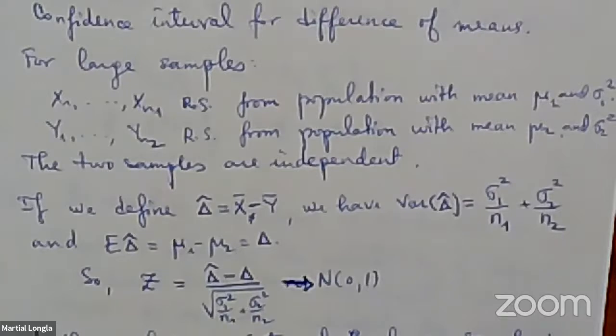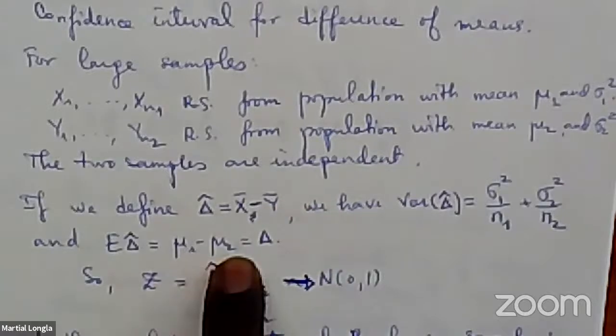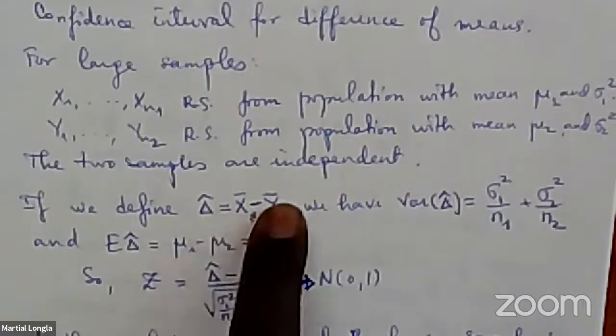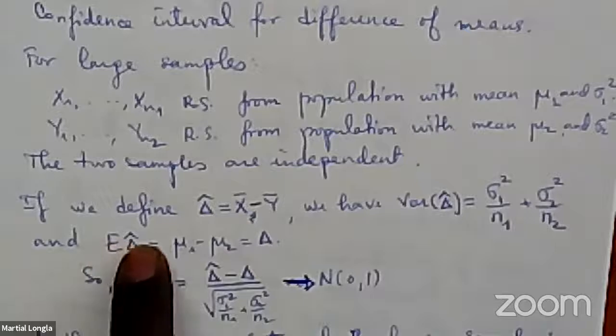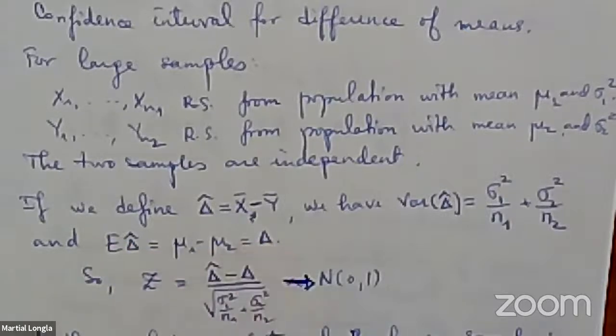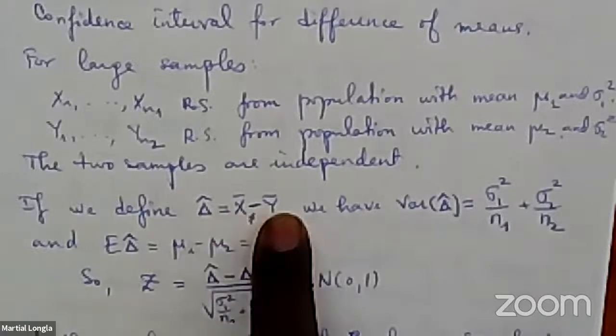Proof: the expected value of this is equal to mu1 minus mu2, because the expected value of x bar is mu1, expected value of y bar is mu2. So the expected value of delta hat is equal to delta. So it's an unbiased estimator of the difference of means. X bar minus y bar is an unbiased estimator of the difference of the two means. Therefore, it's a good candidate to build a confidence interval. So we find the variance knowing that these two random variables are independent. The variance is the sum of the two variances.